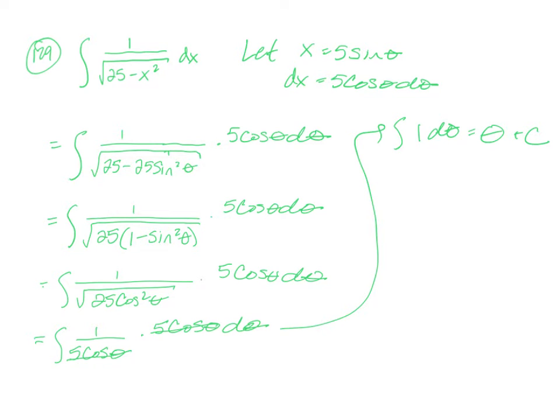Now I just have to go back and plug in what theta was. So I'm going to look at my original equation where I defined x, and I'm going to solve for theta. So I get sine theta is x over 5, which means that theta is the inverse sine of x over 5. So this is inverse sine x over 5 plus c.